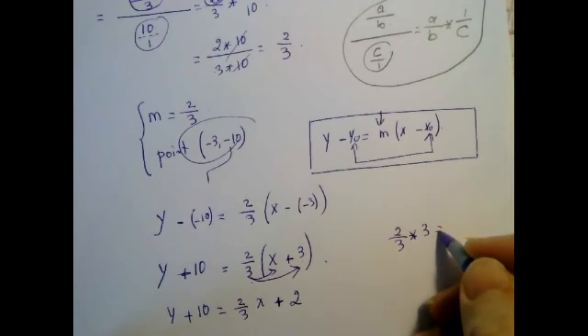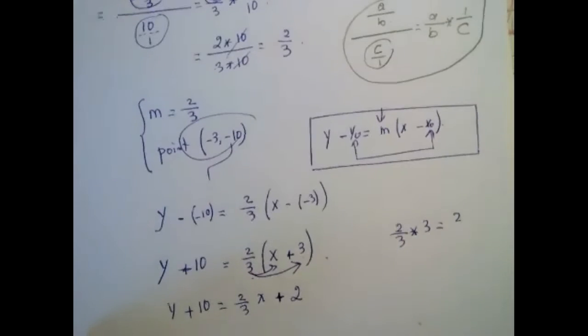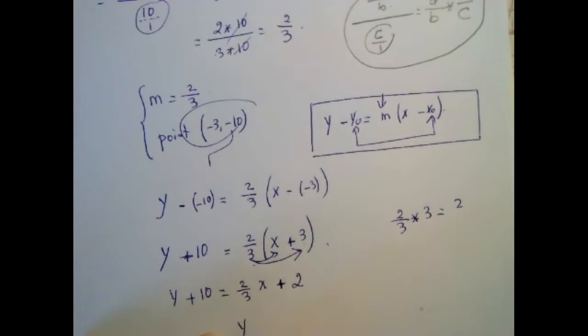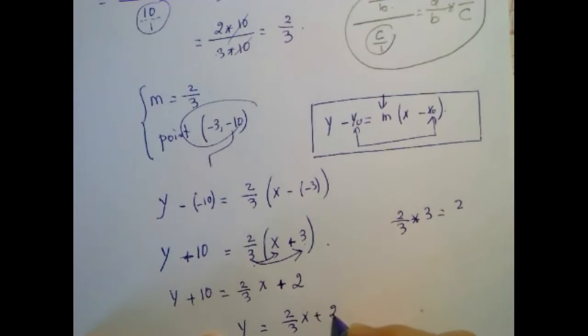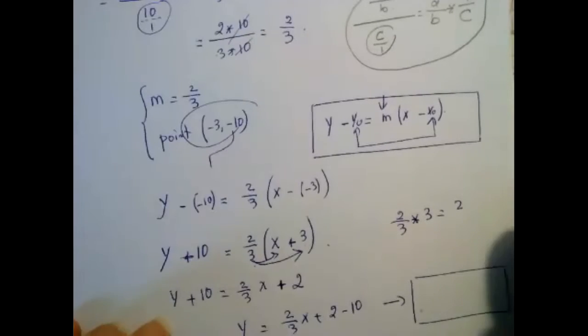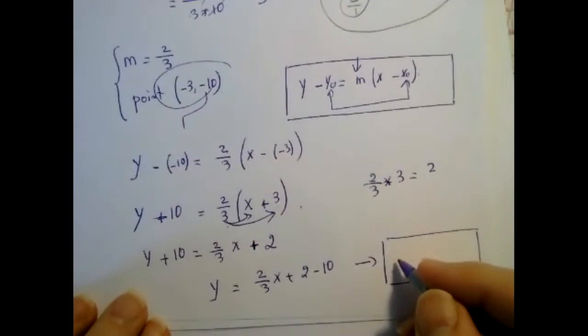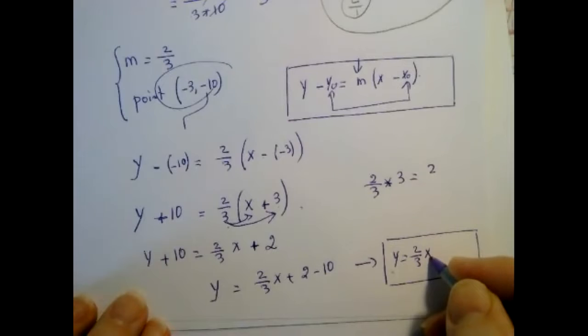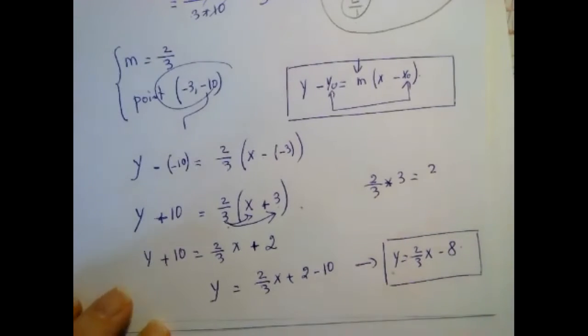You multiply it by 2. That's going to give me a 2. And now I'm going to take away a 10. And I will get the equation, which would be y equals 2/3, that's the slope, times x minus 8. End of the problem.